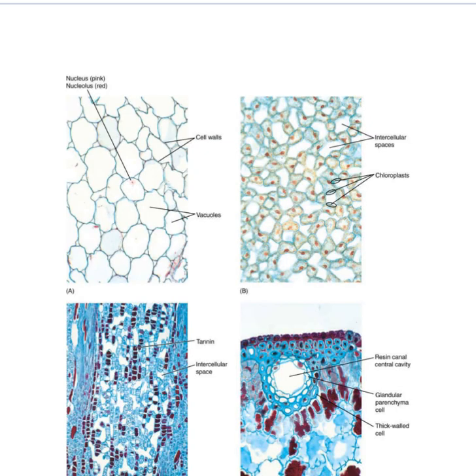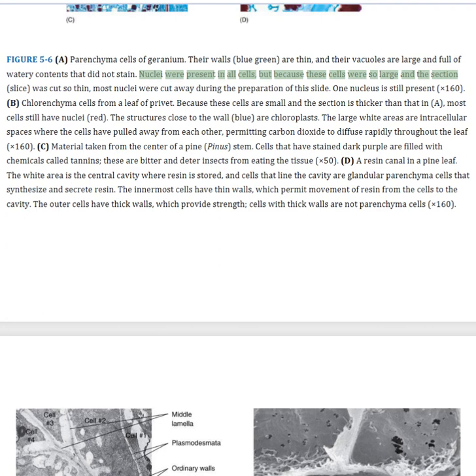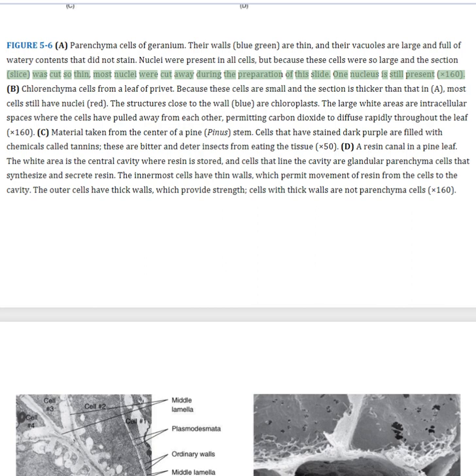Table 5-3: Basic types of plant cells and tissues, based on cell wall. Figure 5-6: Parenchyma cells of geranium. Their walls are thin, and their vacuoles are large and full of watery contents that did not stain. Nuclei were present in all cells, but because these cells were so large and the section was cut so thin, most nuclei were cut away during the preparation of this slide. One nucleus is still present.